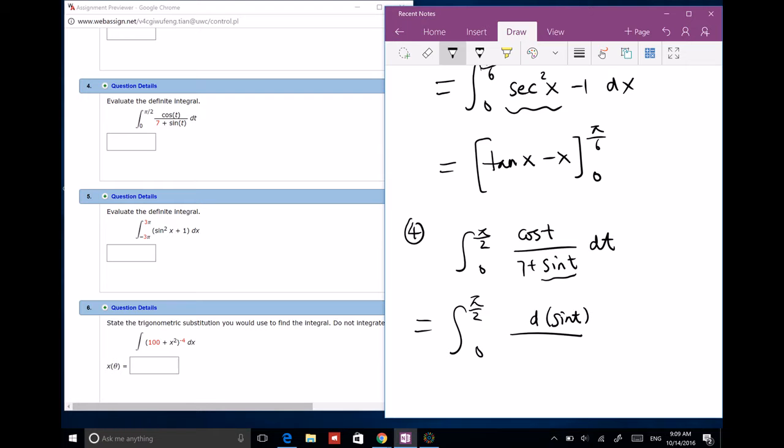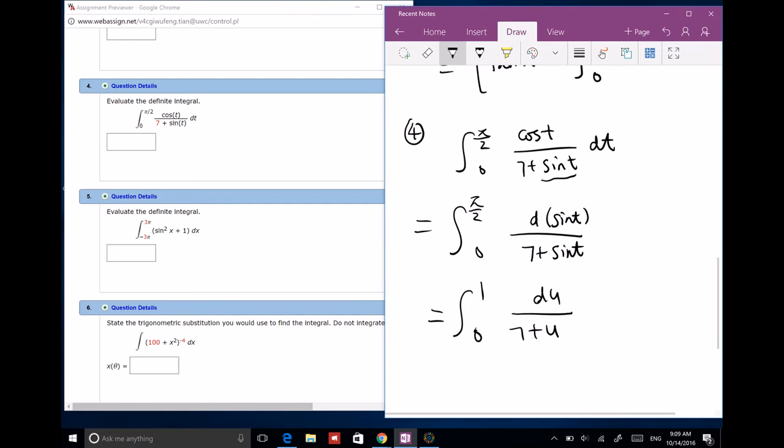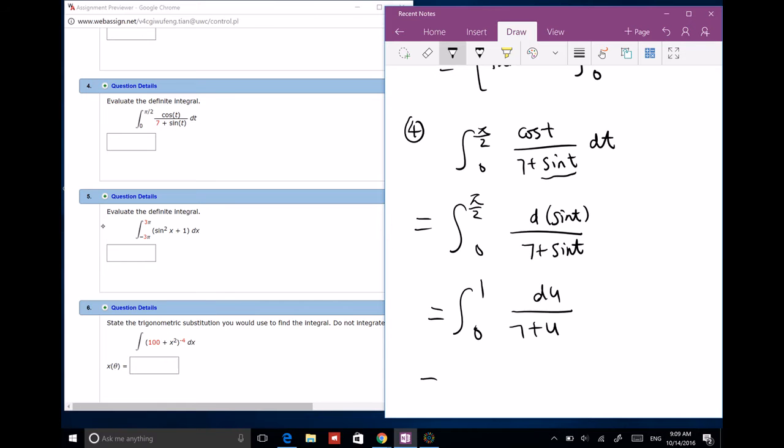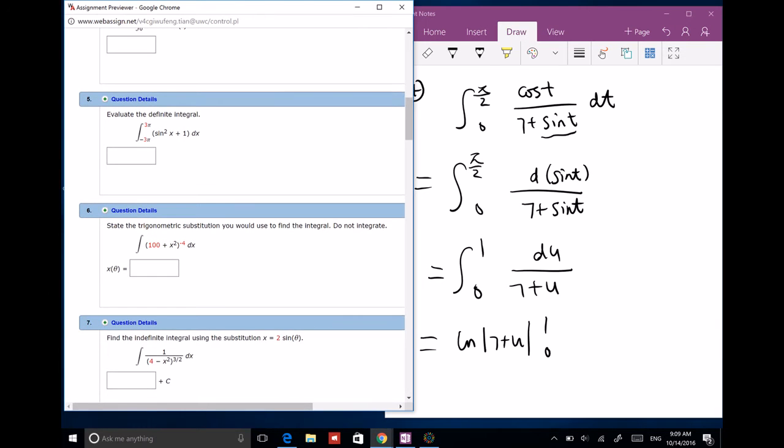Does it make sense? Okay. Combine these two as 7 plus sine t. Now you can do the u substitution, right? u equals sine t, or you can just directly do that, it's fine. With u equals sine t, the limits go from 0 to 1, and you have du over 7 plus u. This is much simpler if you try to do that. And just ln of 7 plus u, plugging 1 and 0 into it. Does that make sense, everyone? Yes? Great.